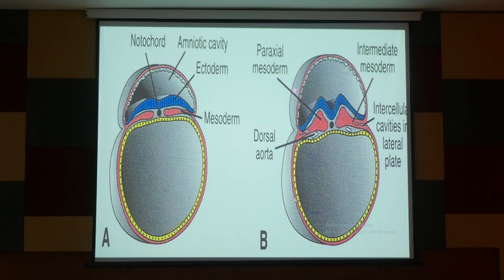Now, the mesoderm which is around this midline, framing the axis, we call paraxial mesoderm. And the mesoderm to the lateral side, we call lateral plate mesoderm.